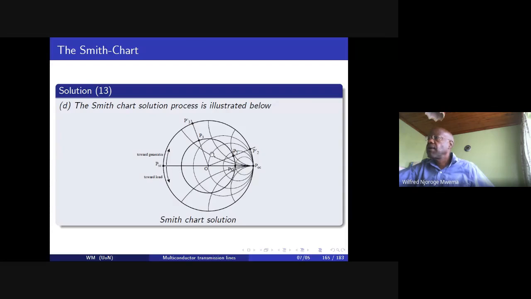Okay, we have that P3 and P prime. We have that P2 and P prime, and that's the POC we are talking about, or the open circuit point, and that is the short circuit point, and that is the PM we are talking about. This is where that gamma circle crosses, and the value of the R circle that is passing through there would give us the standing wave ratio. So that's the Smith chart solution.